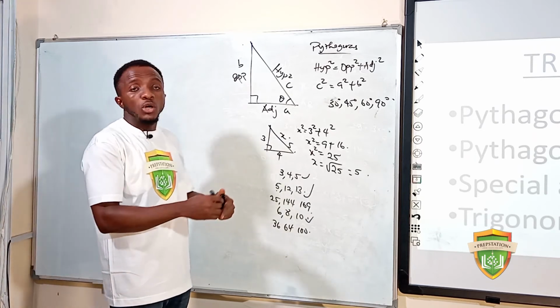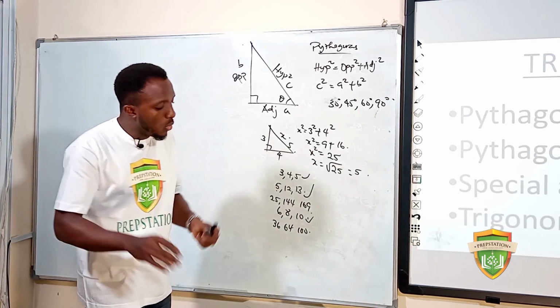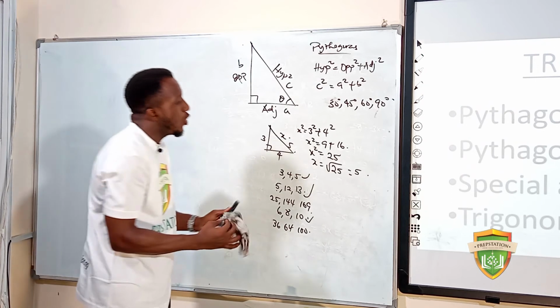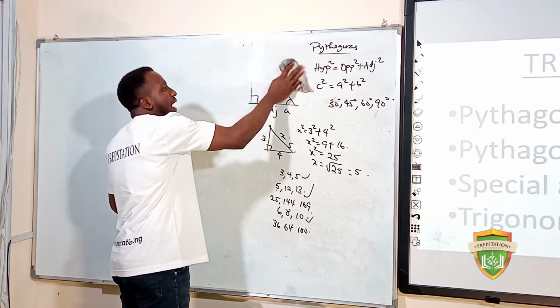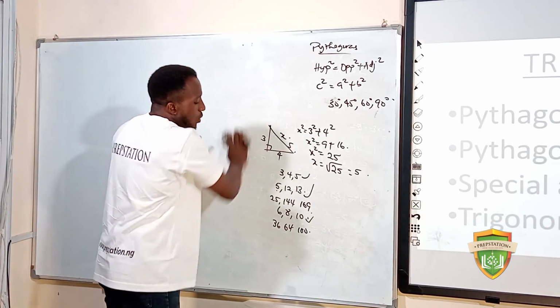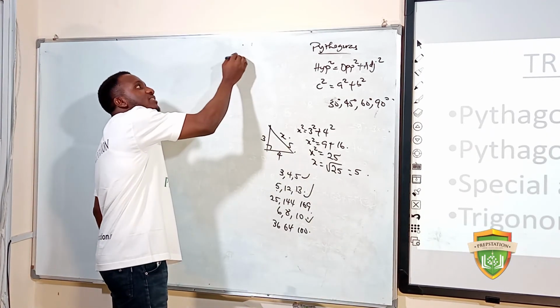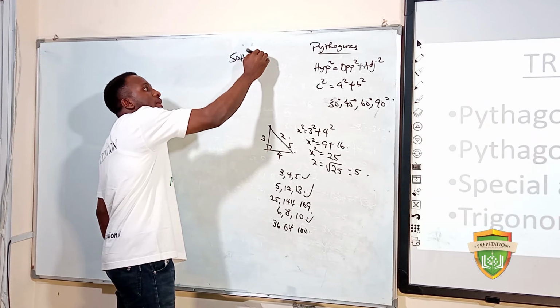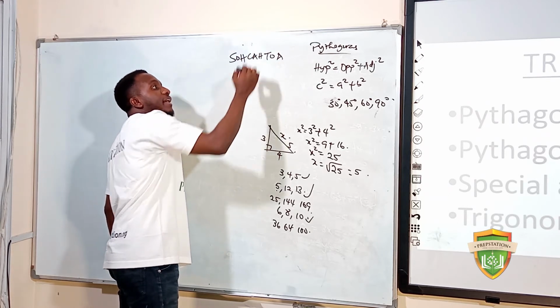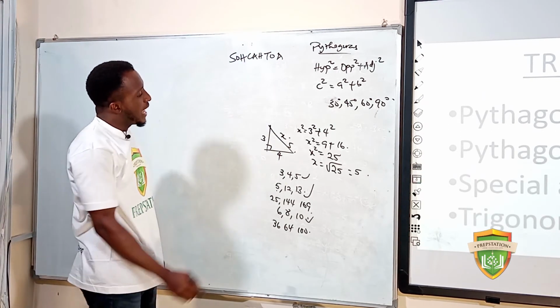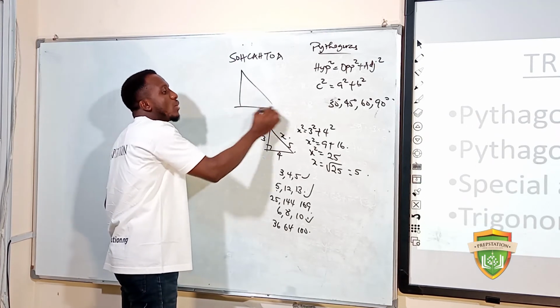So very quickly, I'm not going to derive anything. I'll just tell you why they are called special angles. They are called special angles because, before then, we have what we call trigonometric ratios. Hey, can somebody remember this guy? SOHCAHTOA. Everybody remembers SOHCAHTOA. Now, what does SOHCAHTOA mean?